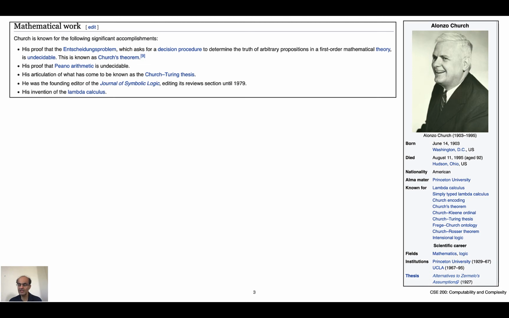He was a logician, like many of the people who originally conceived of and studied computability theory. And he has many big, interesting results to his name. For example, the undecidability of Peano arithmetic. He invented something called the lambda calculus, which is effectively equivalent to Turing machines and thus equivalent to modern day computers as well.